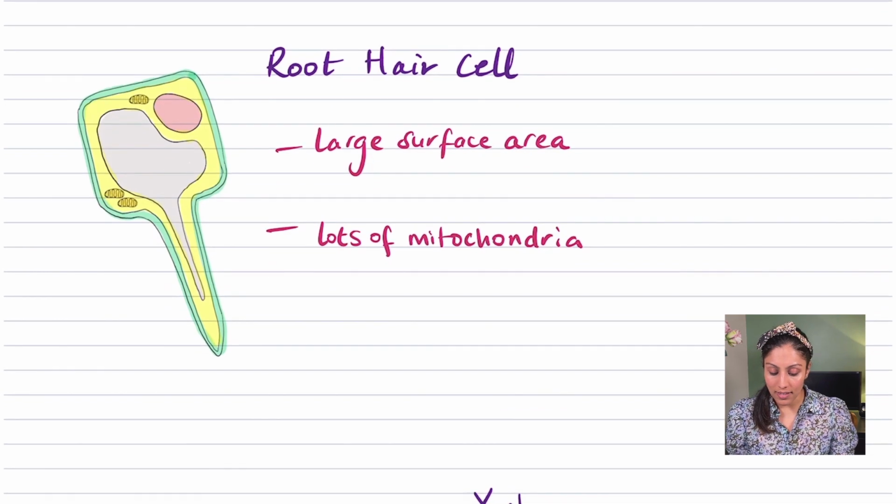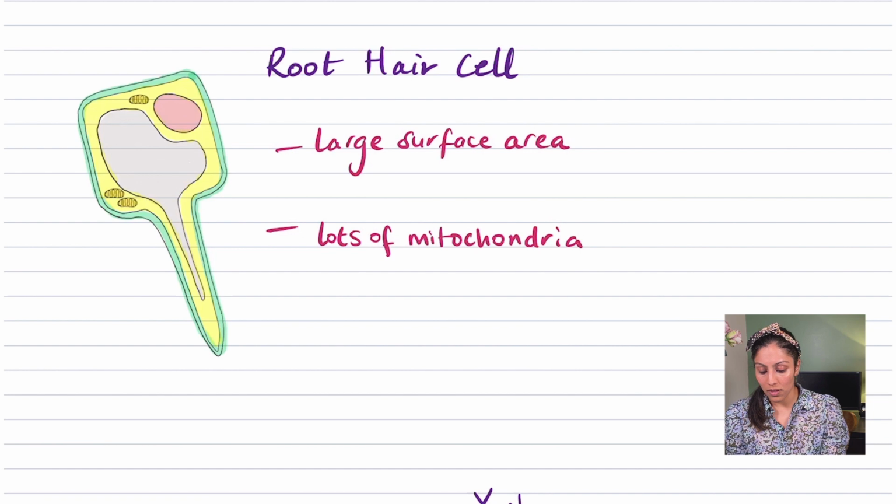So then this leads us on to some specialized cells in plants. So root hair cells are found in the roots of plants, and they really dig deep into the soil, and they've got a large surface area. So a large surface area meaning they've got lots of area for particles to be able to travel in and out of that cell.